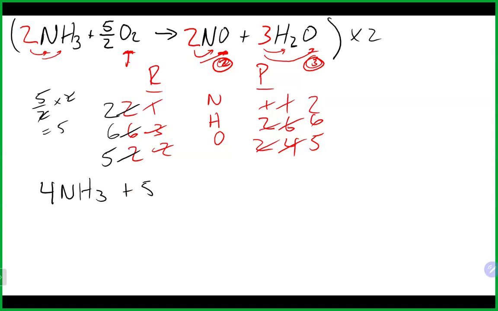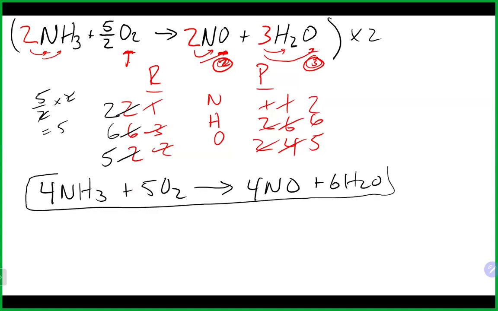That's going to give me 5 O2. That's going to give me 4 NO. And that's going to give me 6 H2O. And if I didn't do anything wrong there, we should still be balanced.